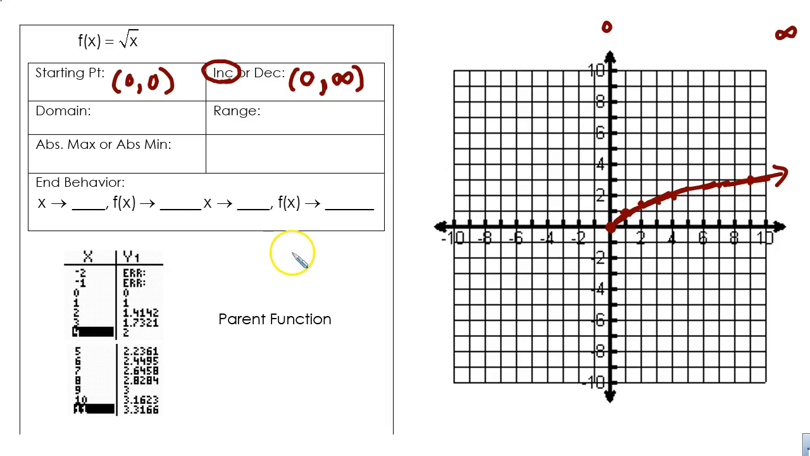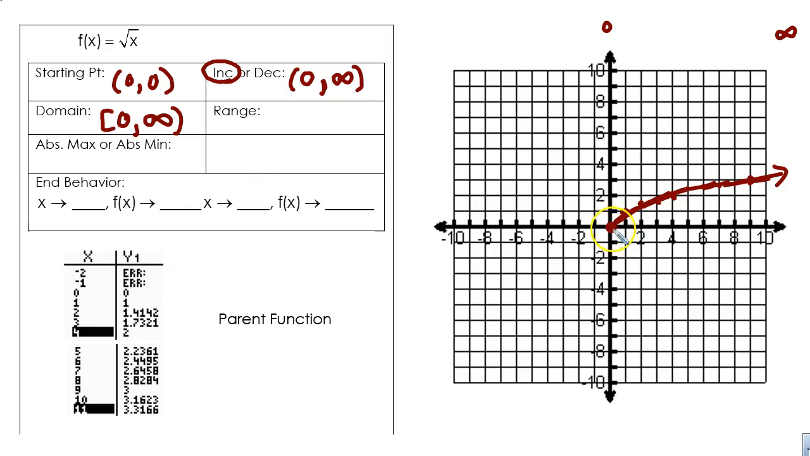The domain is not all real numbers, and this is the first function that we've looked at this year where the domain wasn't all real numbers. This domain has a starting or lowest x value of 0, and of course it increases forever to the right towards infinity. You'll notice that the domain and the interval of increase are the same, except we're going to put a bracket on the 0 for the domain because that point is included as part of the function. The square root of 0 is 0. 0, comma 0 is on this function.